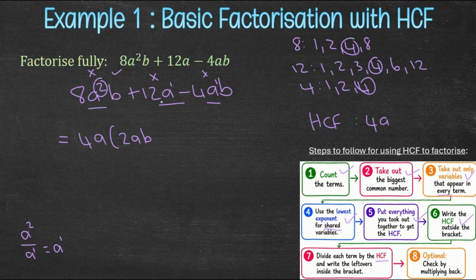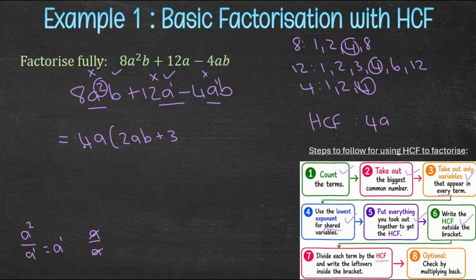Next up, we have this positive 12a. So I've got this 12 divided by 4 gives us positive 3. A divided by a, they cancel each other out. So if I've got a divided by a, they essentially cancel each other out, so I don't write anything. There's no b, so the second left over is this positive 3. So this is done.